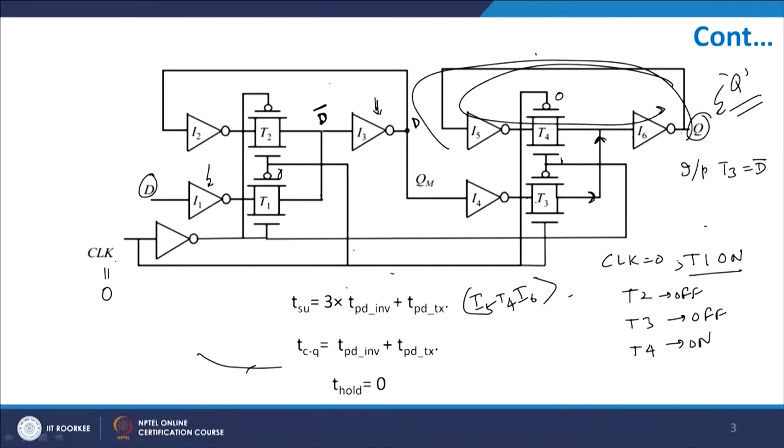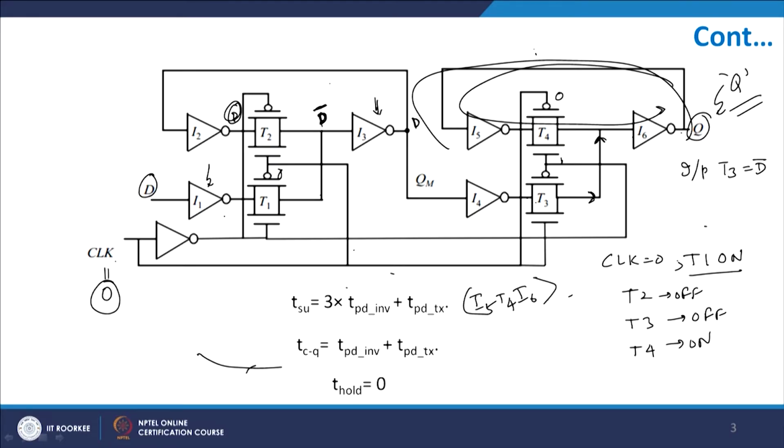Let us look at the master at that point of time. If you have D here and D bar here, and I am assuming the clock equals 0, then as I discussed, T1 gets on, and therefore this is what is happening. D bar gets to 0, it comes back to this place, and here it becomes D.